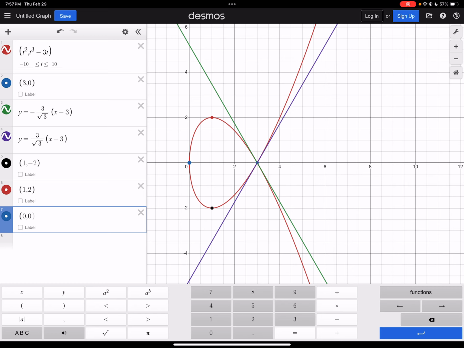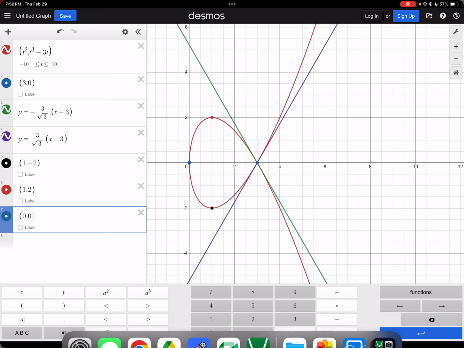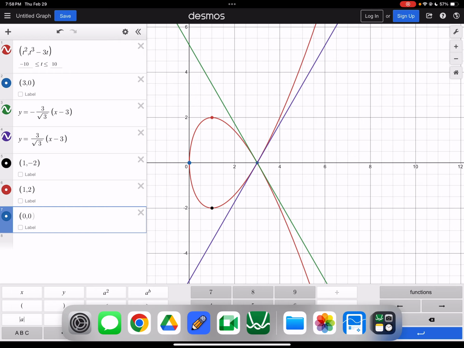You could also see that at 0, 0, I'm going to have a vertical tangent line right here at 0, 0. So my green and purple lines tell me part A, and then my red dot, my blue dot, and my black dot represent part B, where we have my coordinates where my tangent line is either horizontal or vertical. So that's just a little representation for you in terms of 1A and 1B.